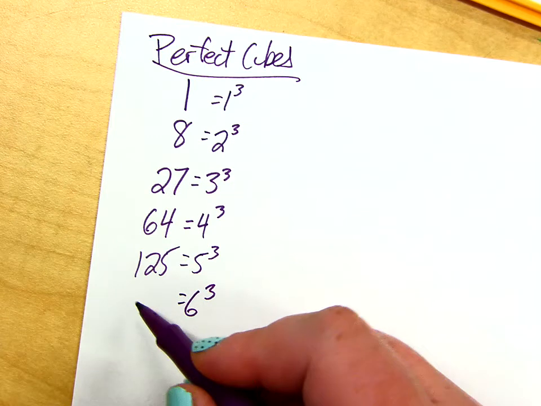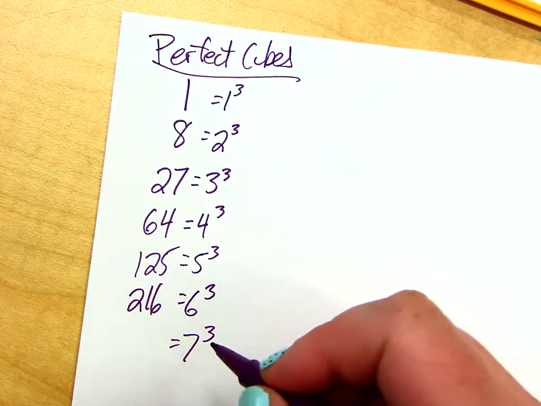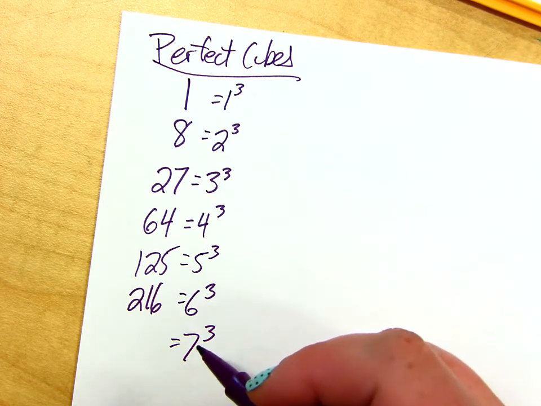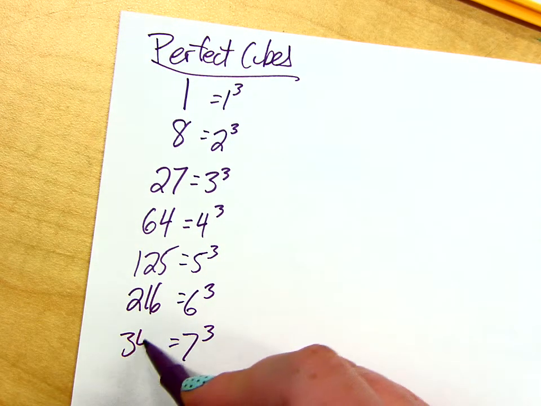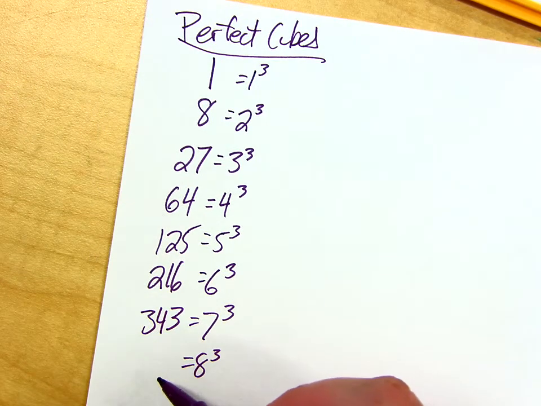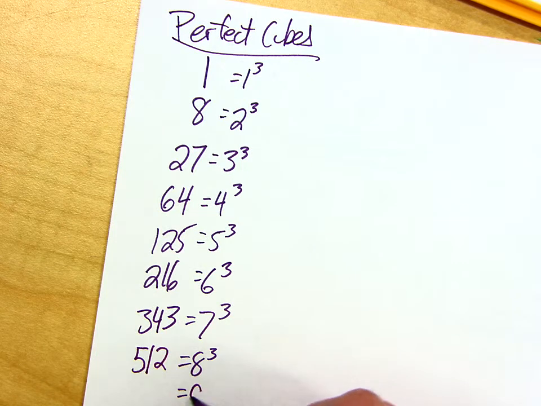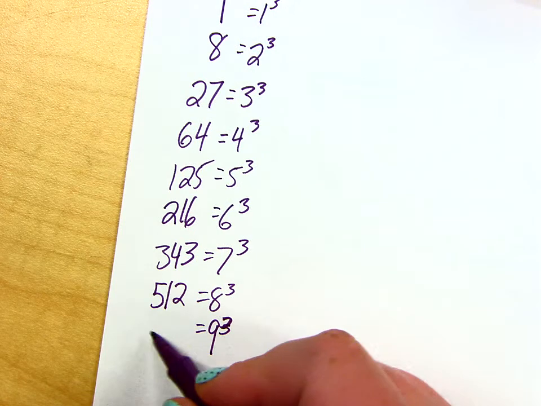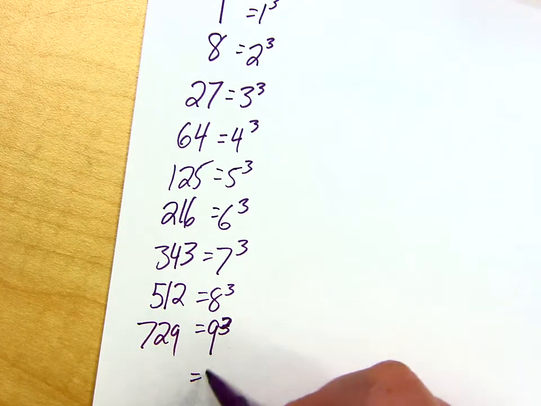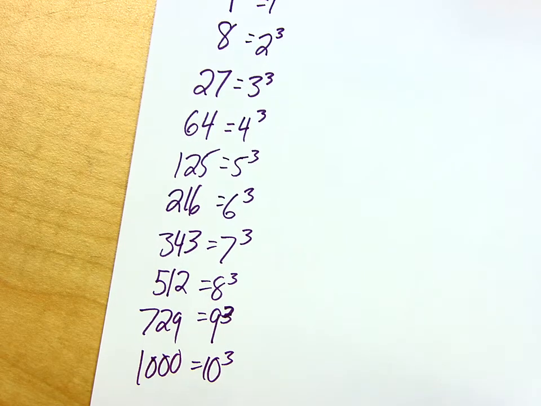6 cubed. Anybody know that one? 216. Let's see if we can get up to 10. Anybody know 7 cubed? 343. 8 cubed? I think it's 512. Yeah, you're right. Ooh, I love when I'm right. 9 cubed, 729, and then we all know 10 cubed is 1,000. Okay, so yes, they get really big really quick.